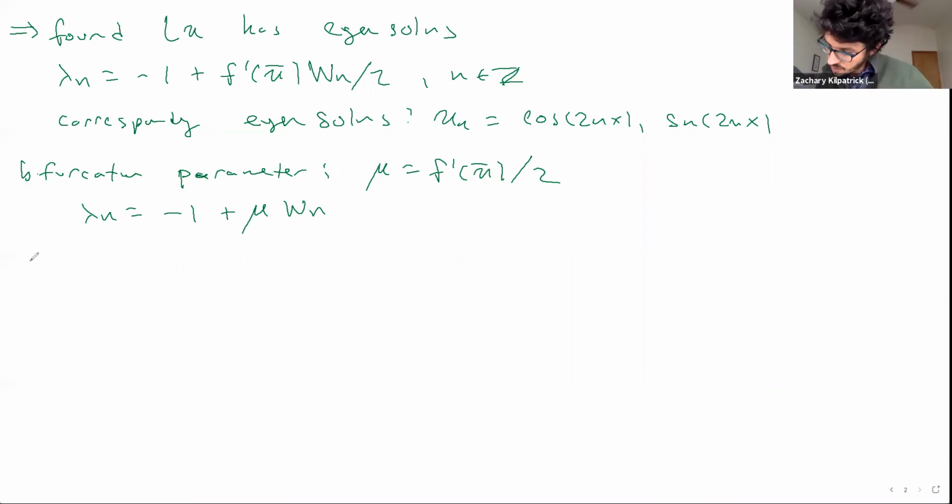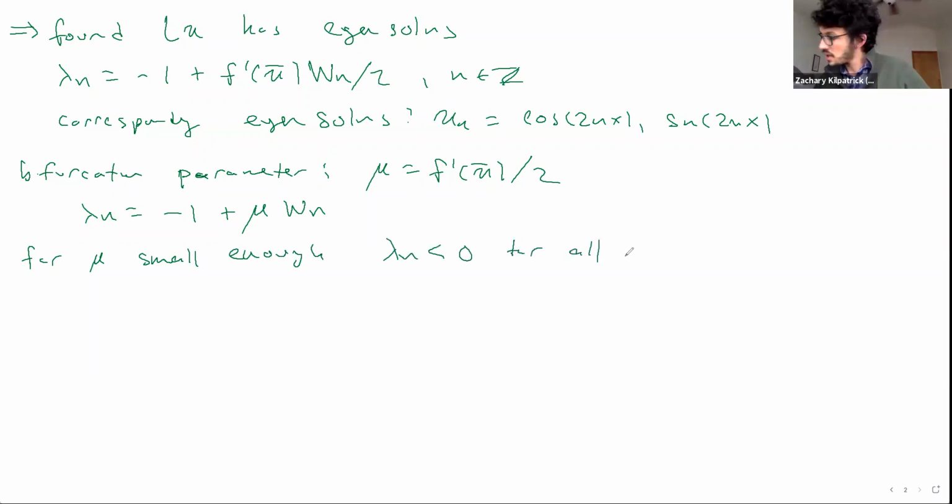So for mu small enough, what we have is lambda n is less than 0 for all n, and the fixed point is stable. Okay.